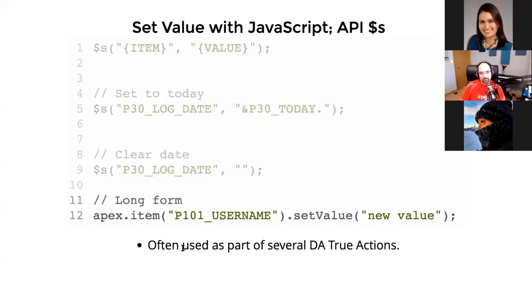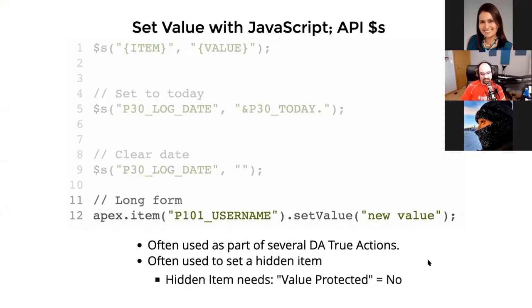You'll often use when you're setting values inside your dynamic actions. And if your item is hidden, then you may need to change the value predicted to no. But if you do that, hopefully you've seen the security session from Scott Spinellini. There's lots of things you got to be aware of when you do that. Just make sure you're not opening yourself to danger.